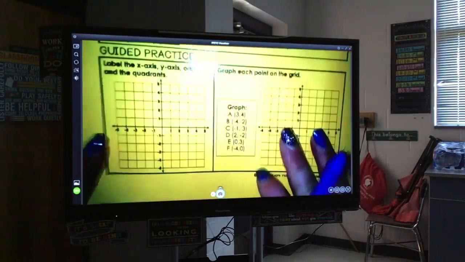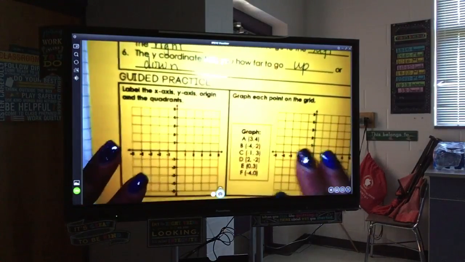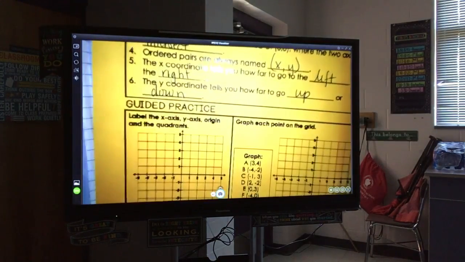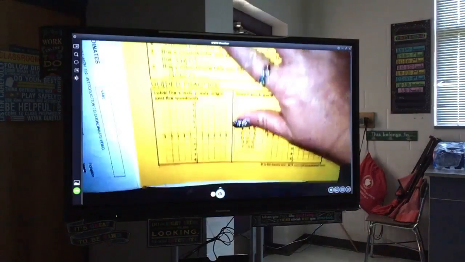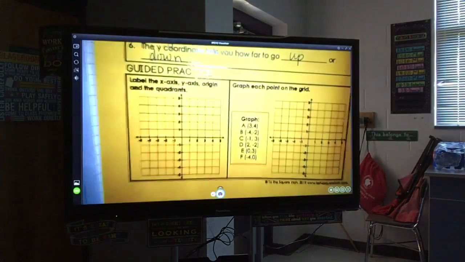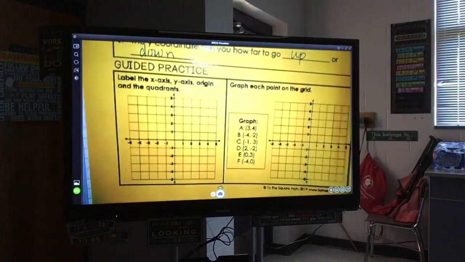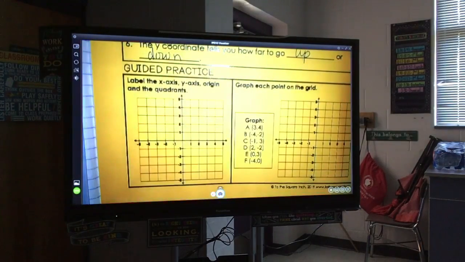So I want you to label the x, the y, the origin, and the quadrants. Remember, how are you supposed to label the quadrants? What are you supposed to use? Roman numerals. Please make sure you do that. Yeah, just write Q 1, 2, 3, 4. You don't have to write the whole word quadrant. Stand up when you're done.